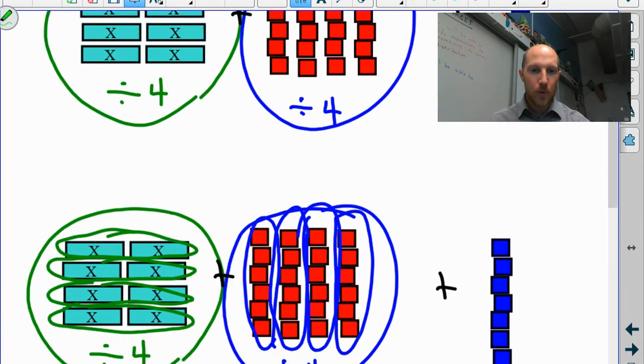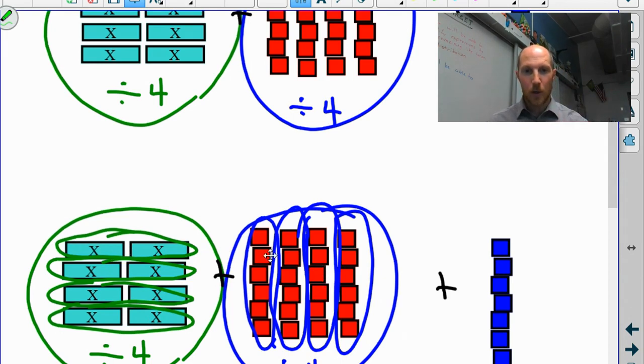Okay, so let's look at these groups. If I'm dividing by 4, I need the groups to be equal sized. And so I can circle my little groups. So there's 1 group, 2 groups, 3 groups, 4 groups. So if I divide into 4, it's going to be just 2 of them making up the group.